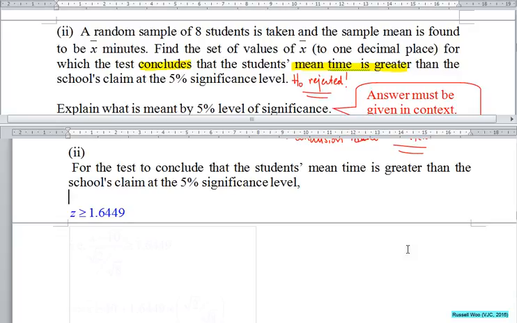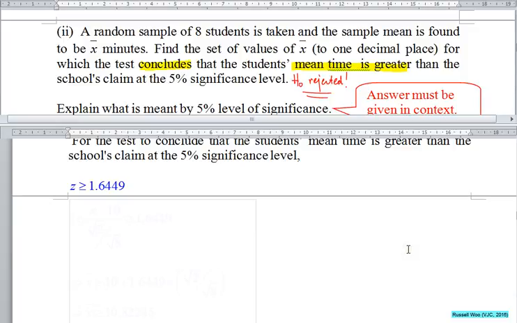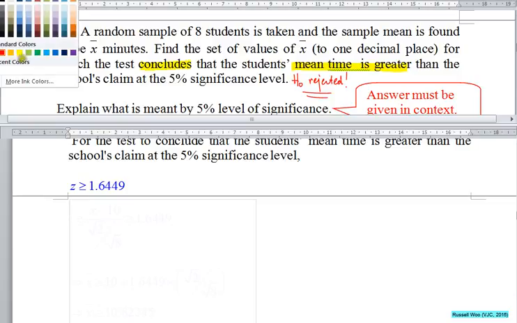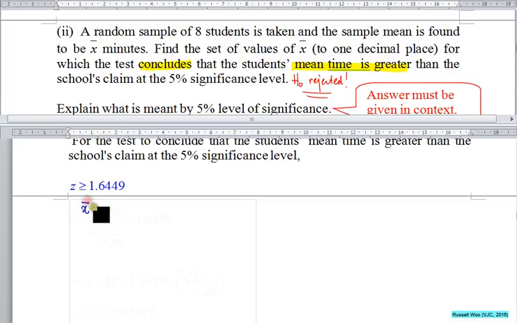Alright. Now, how do we get this normalized Z value? Remember, it is actually our sample mean minus 10 divided by square root 2 over root 8. Recall? That's the importance of writing the test statistic. Then you want this to be greater than or equal to 1.6449. I don't think I need to say more because this is one inequality, one unknown.